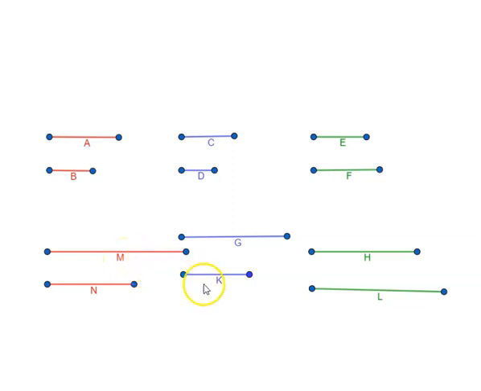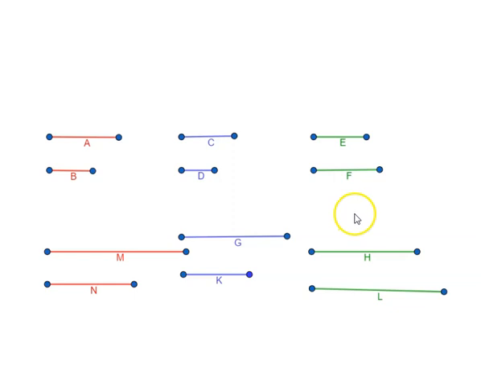So M and H are again equimultiples of A and E, and N and L would also be other arbitrary multiples of B and F. Based on definition 5.7, we can say that A is to B is again greater than E is to F. So since here the ratio is greater and here it is lesser, and these are equimultiples of this, we can say that A is to B is greater than E is to F.